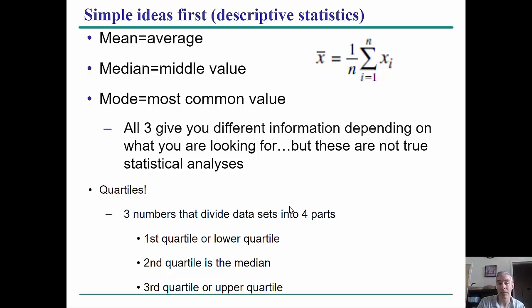Mode is the most common value, so that's if you're seeing it consistently over and over again. That becomes more relevant for things like histograms and data that is part of a bell curve, that kind of thing. And they all give us different information.